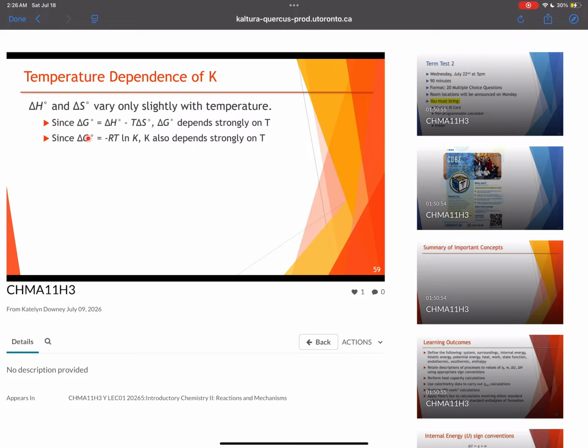Because we know that delta G is strongly influenced by temperature, it changes significantly with temperature changes, and we know that my delta G naught is equal to minus RT ln K, because this changes strongly with temperature, it means that my equilibrium constant will also change a lot with temperature. So what do we do about this? What if I want to calculate K at a different temperature? What do I do? Well, I have these two equations, right? Delta G naught equals delta H minus T delta S, and delta G naught equals minus RT ln K.